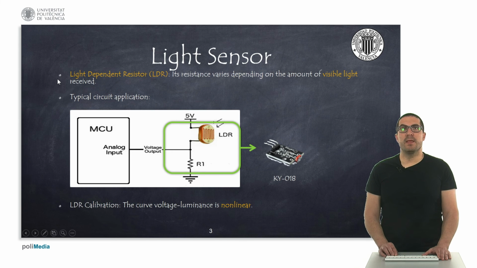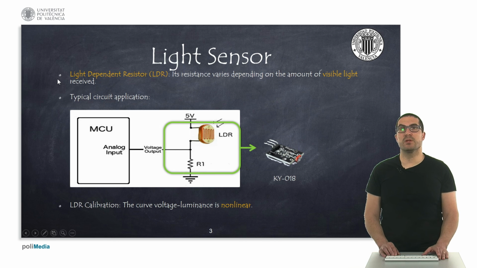So the light-dependent resistor, also known as LDR, is a resistance that varies depending on the amount of visible light received. Typically we use this sensor to measure the light in our home or in a greenhouse. And we typically need not just the resistance provided by the LDR, but also another resistance, so it acts as a voltage divider, as you can see here in the circuit application.